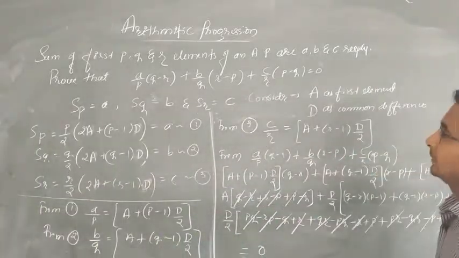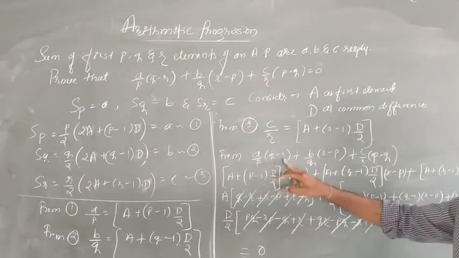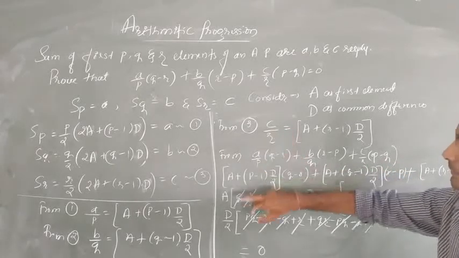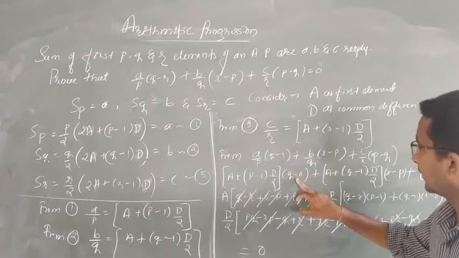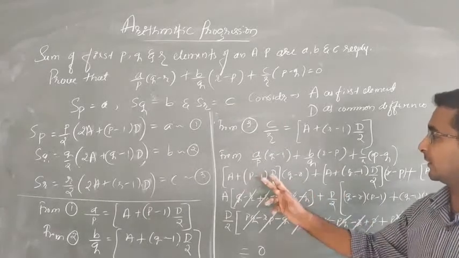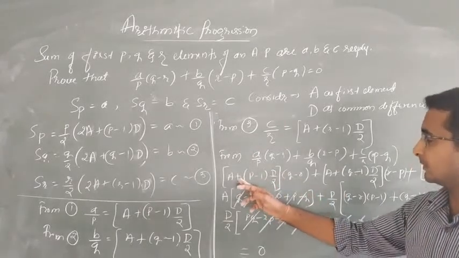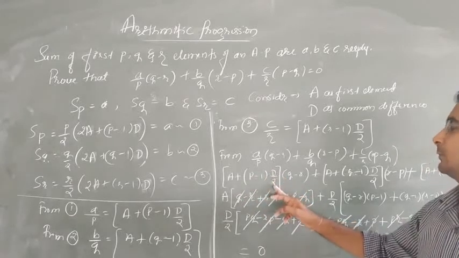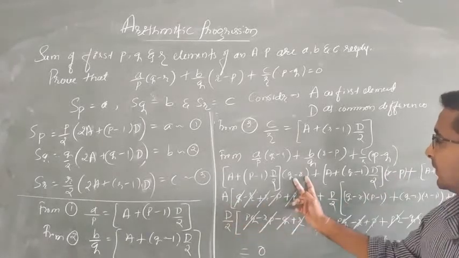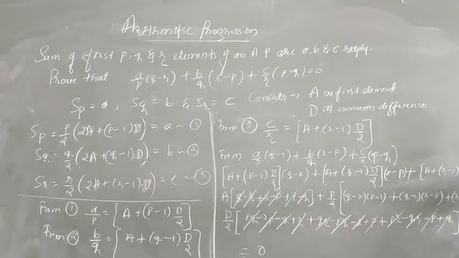The condition I have written is a by p, q minus r, plus b by q, r minus p, plus c by r, p minus q. I have already found a by p, which I substitute here into q minus r, b by q substituted here into r minus p, and c by r substituted here into p minus q. When I multiply this q minus r inside the bracket, it is A into q minus r plus p minus 1 into q minus r into D by 2. So A is taken as a common multiple, with q minus r, r minus p and p minus q, but we have to add those terms.